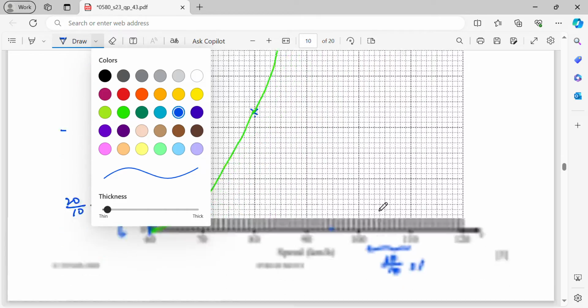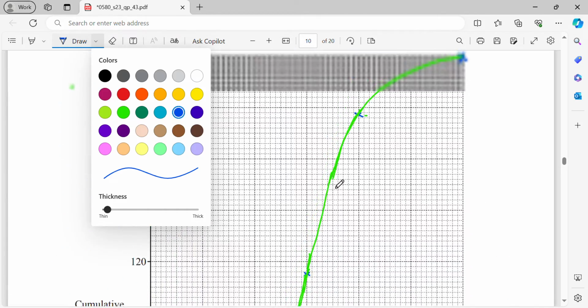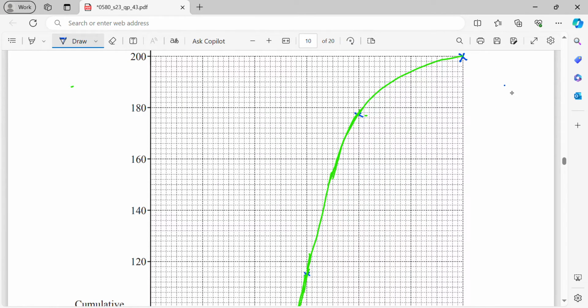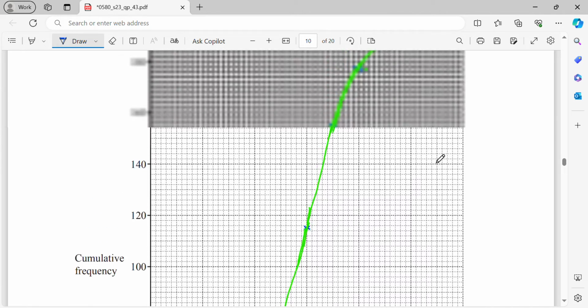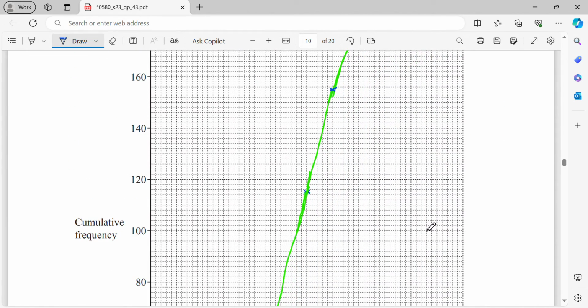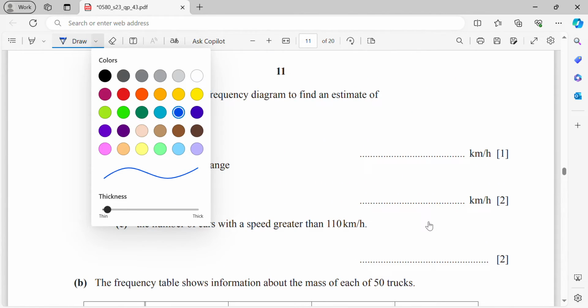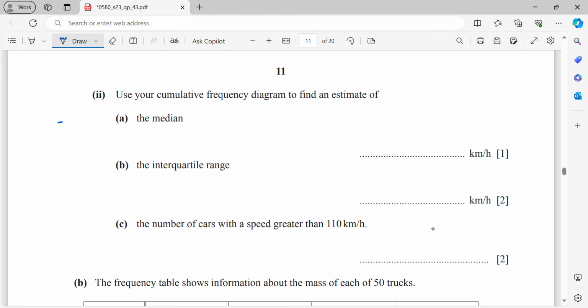This is the point at 95. So when 95, 155. Okay, roughly like this, right? So please draw the smooth curve. Okay, done for this. Now, second part, use your cumulative frequency graph to find an estimate for the median. So median is half of the total. Total is 200. That means this is 100.